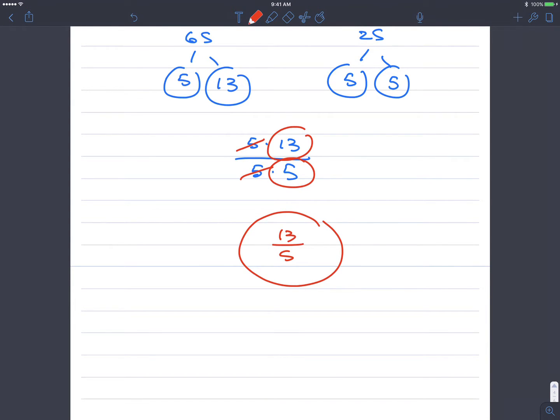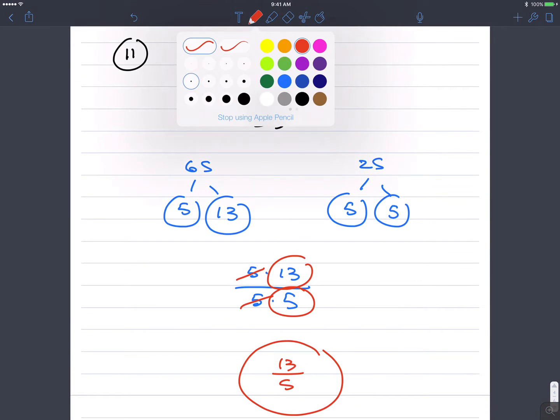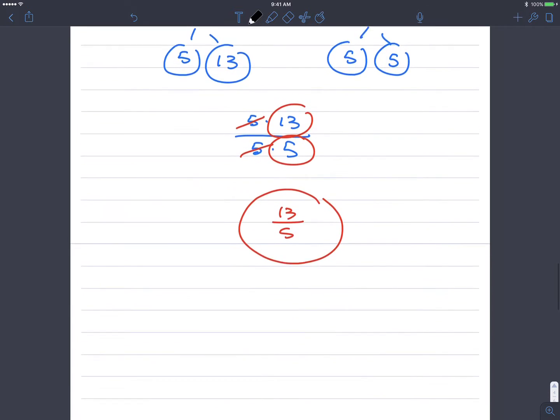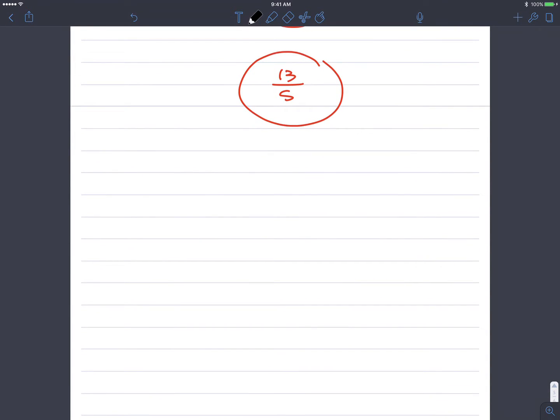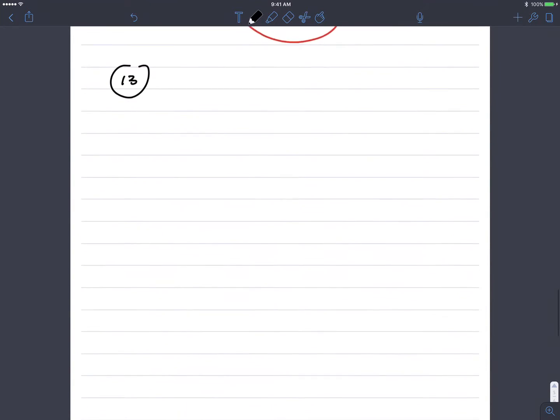And we're done. We reduced this to lowest terms. And this is all we need to do. We don't write this as a mixed number. We don't write it as a decimal. We just simplify and reduce to lowest terms. 13/5 is perfectly fine.